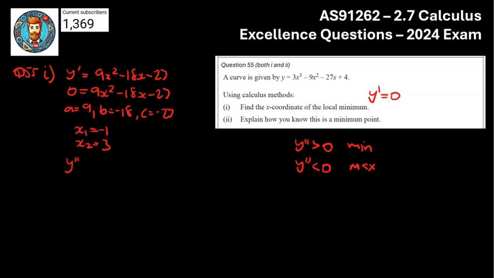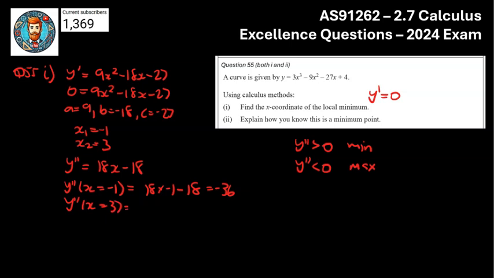So y dash dash is going to be equal to 18x minus 18. So I did that by differentiating my y dash. I can now substitute in both of those. So y dash dash when x is equal to negative 1, that's going to be 18 times negative 1 minus 18, which is negative 36. y dash dash when x is equal to 3, that's going to be equal to 18 times 3 minus 18, which is positive 36. So I've got my two values, and now I just need to classify which one's which.